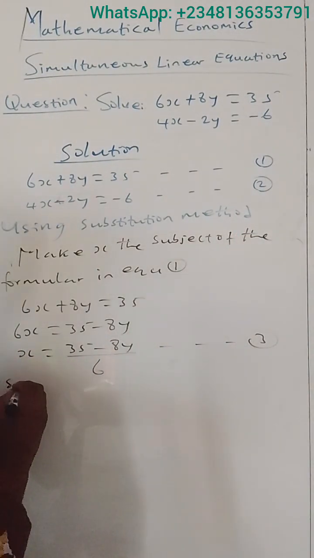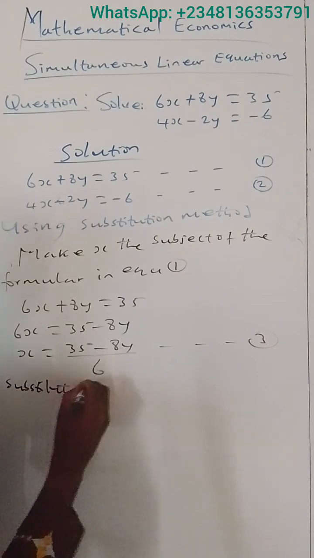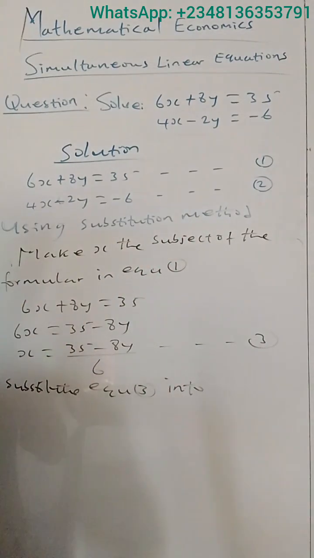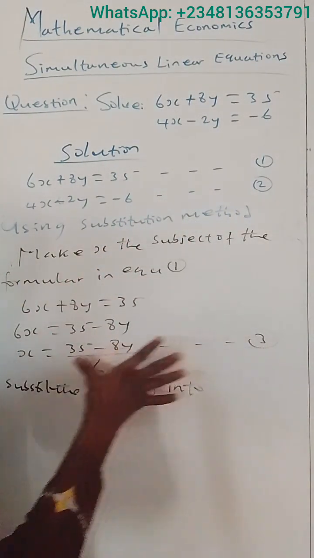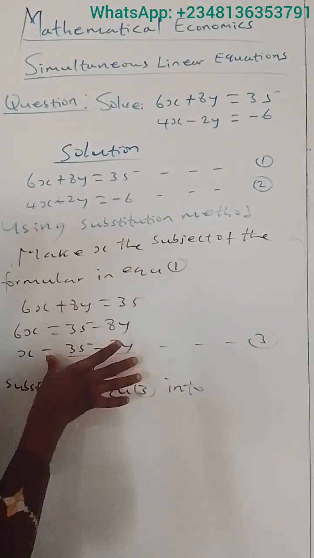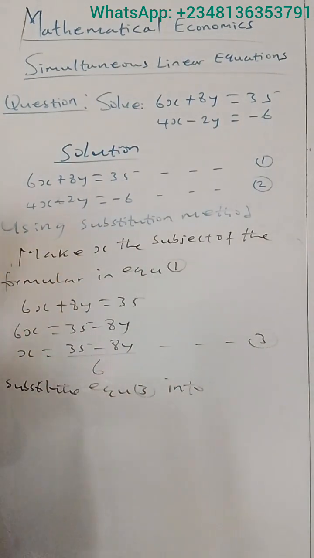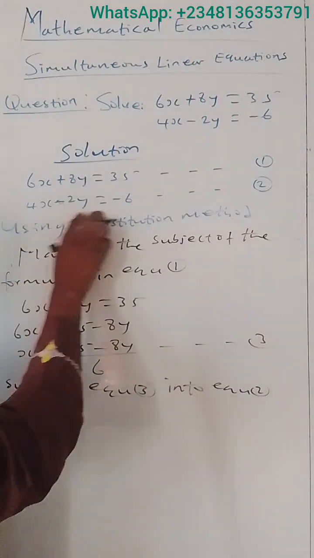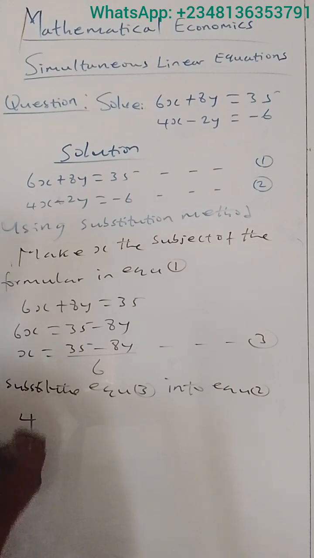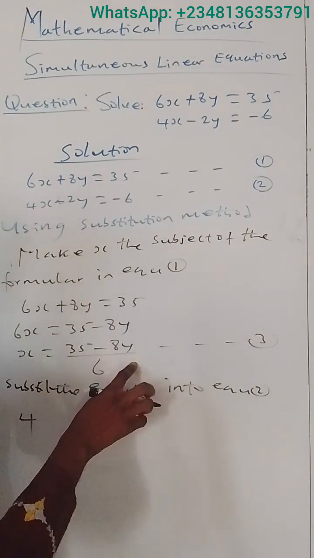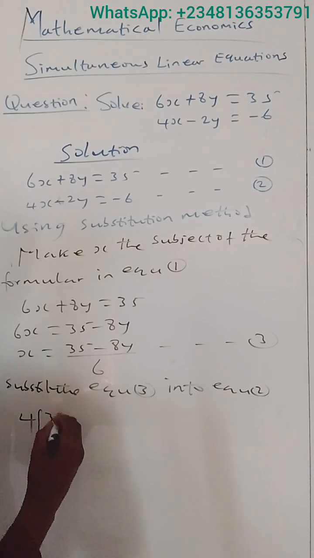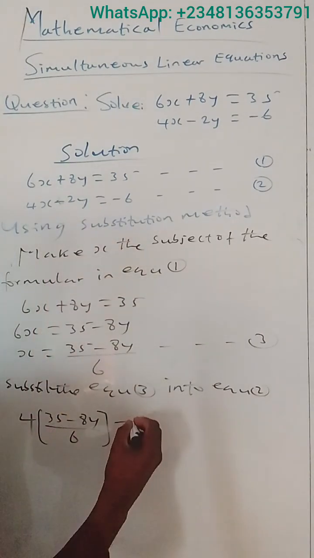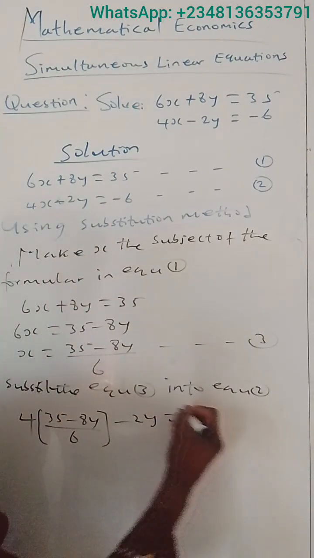Then the next thing is to substitute equation 3 into the second equation. You know we made x the subject of formula in equation 1. We now substitute the result into the second equation, which is equation 2. This is equation 2, so I have 4 times x. Wherever I find x, I put this in its place. So I have 4 times 35 minus 8y over 6, then I have minus 2y equals minus 6.